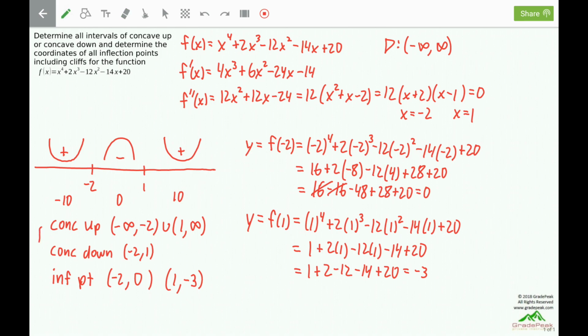So we have 2 concave up intervals, 1 concave down interval, and 2 inflection points, one at negative 2, 0, and the other at positive 1, negative 3.